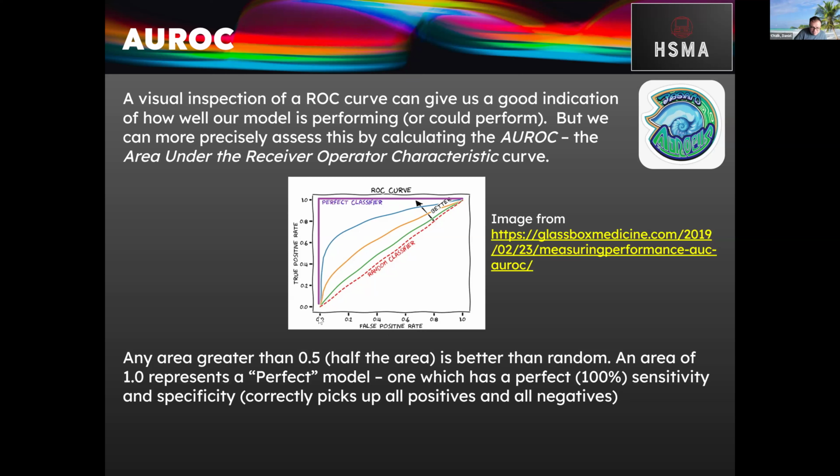Any area greater than 0.5, which is half of the area, is better than random. 0.5 means it hasn't gone above our random classifier line. So anything greater than 0.5 means we've popped above that line, so we're doing better than random. Hopefully you want to be doing quite a bit better than random. An area of 1 would represent a perfect model. You won't get that, but that's a perfect classifier where it always gets everything right, all of the time.